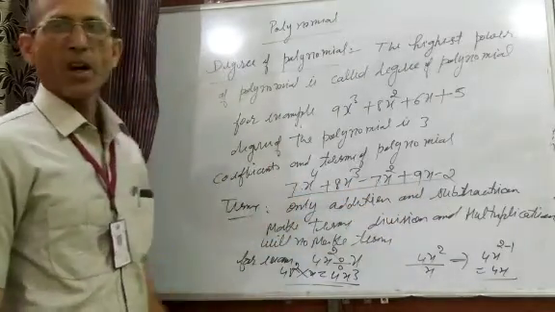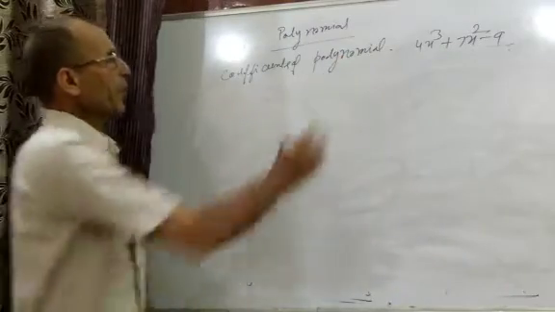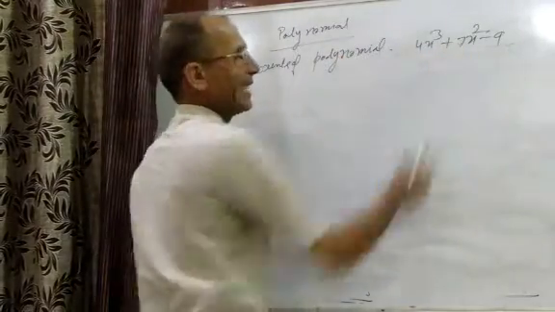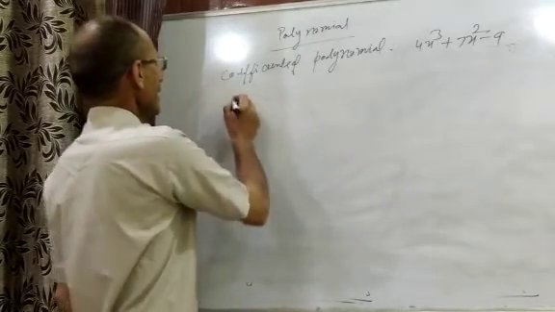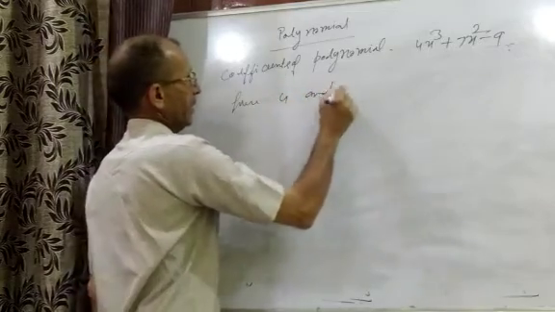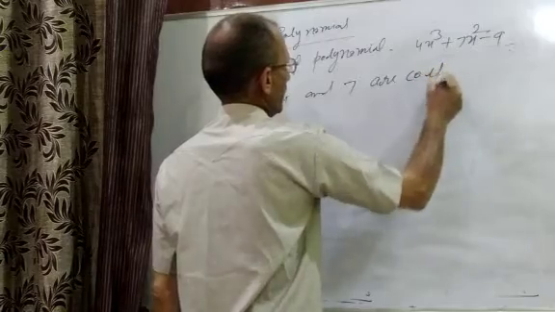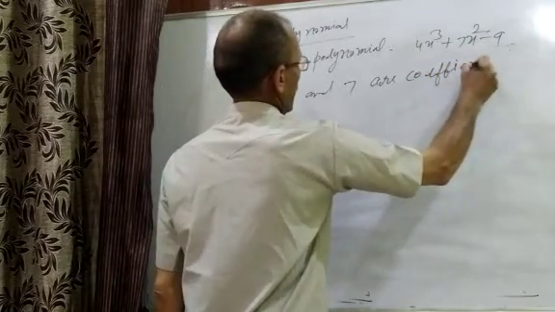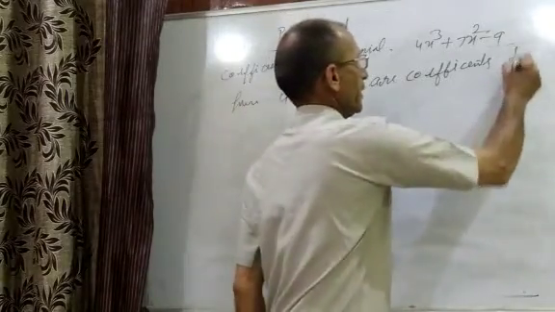Next, coefficient of polynomial. 4x cube plus 7x square minus 9. This is a polynomial. Here 4 and 7 are coefficients of the polynomial.